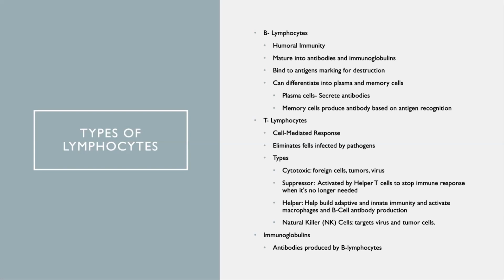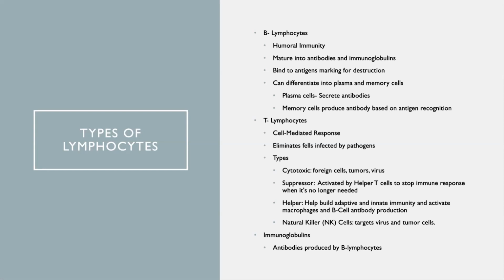They often differentiate into plasma cells as well as memory cells. The plasma cells secrete more antibodies, whereas the memory cells produce antibodies based on antigen recognition. So once your body is exposed to a foreign particle, it produces memory cells. So the next time that particle enters our body, our cells already know how to respond to that.